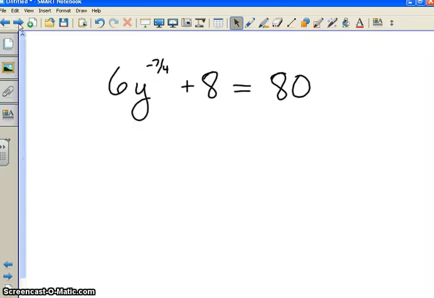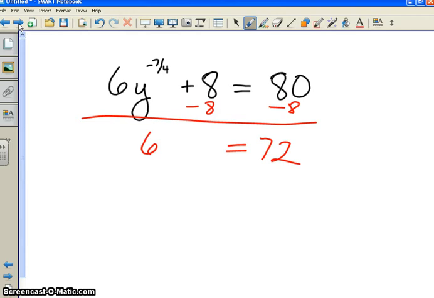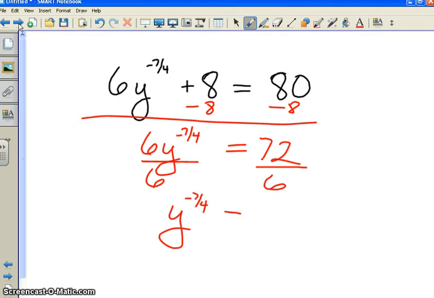Here's our last equation we'll solve. So we need to get rid of the 8, we need to get rid of the 6, and then we'll be down to the base and the exponent. So let's subtract 8 from both sides. Now to get the 6 away from the base y, we're going to have to divide by 6 because it's attached by multiplication. And here's my base and my exponent equaling 12.